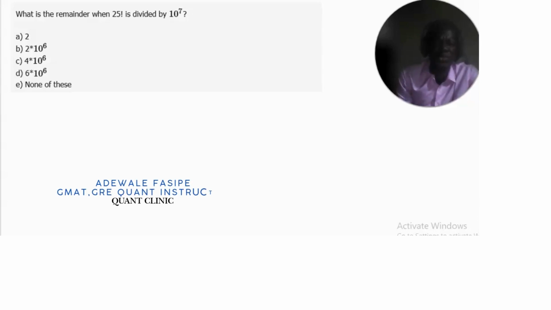The question we have to treat is from the principle of remainder. So let's take a look at it. What is the remainder when 25 factorial is divided by 10 raised to power 7?